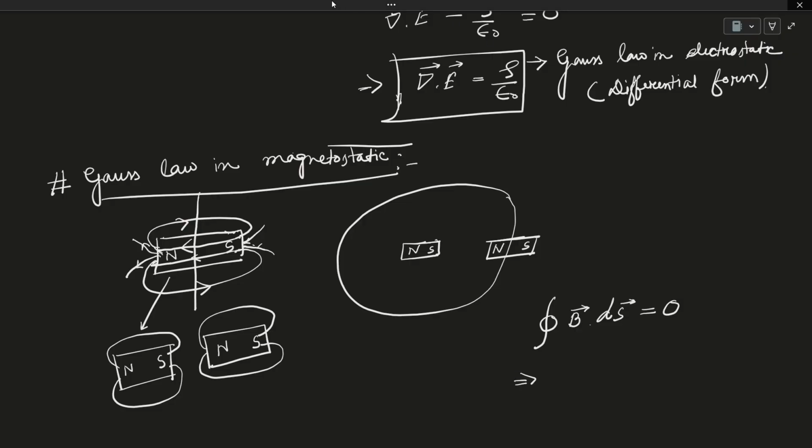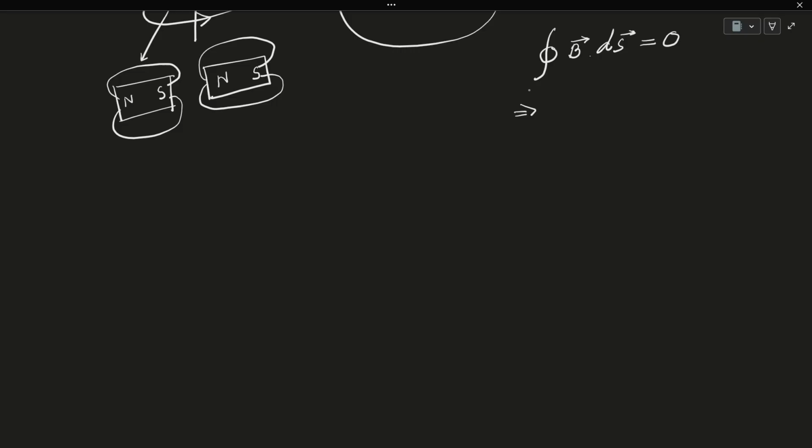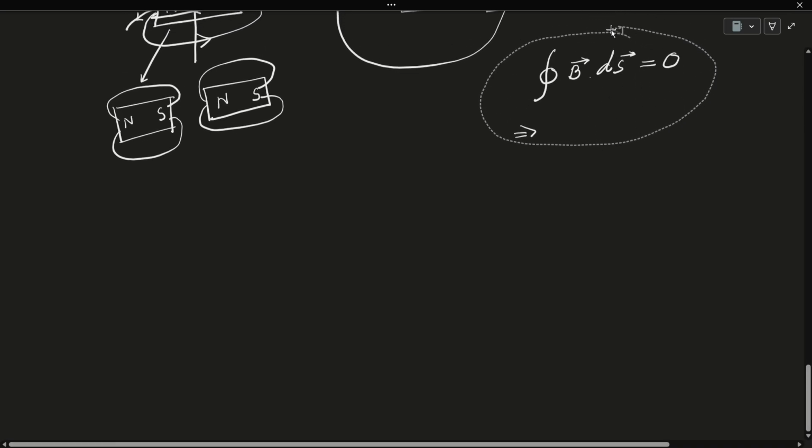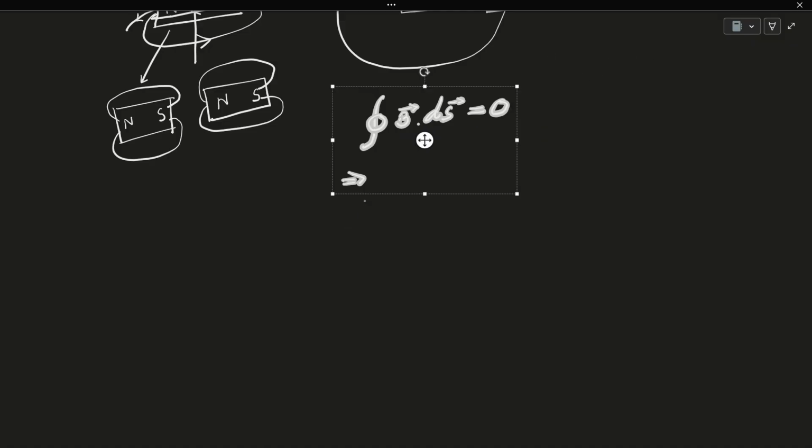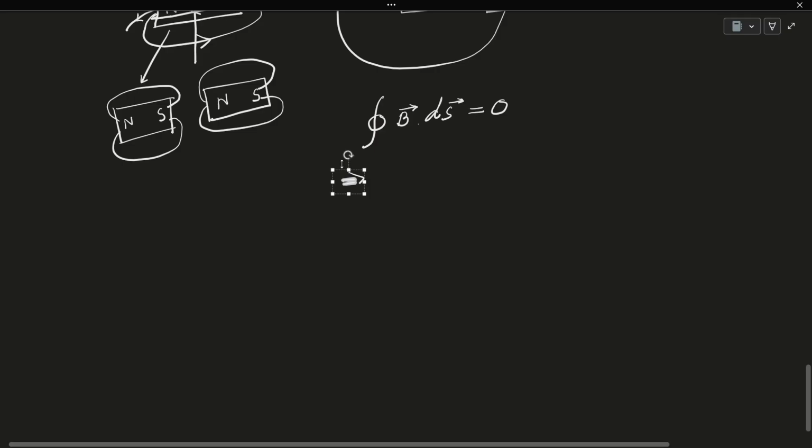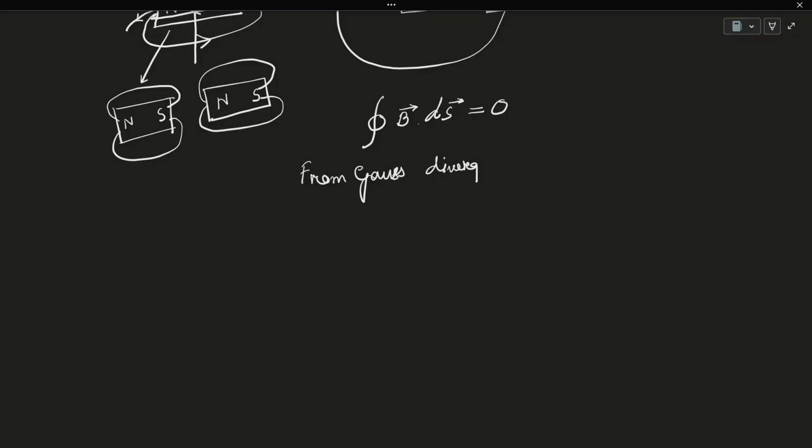Now similarly, from Gauss divergence formula, what I can write is that the closed surface integral of B dot dS equals the volume integral of the divergence of vector B dV.